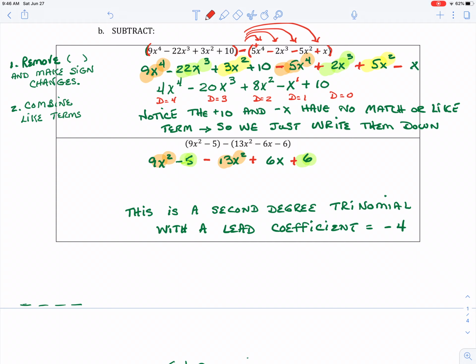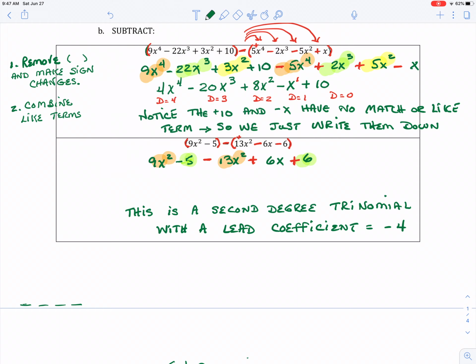All right, the second subtraction example. Here are the parentheses. Here's the subtraction in between the parentheses. And you'll notice that I'm going through what was a positive 13x squared becomes negative. What was a negative 6x becomes positive 6x, which was a negative 6 becomes a positive 6, and the parentheses are now gone. So that's our first step.